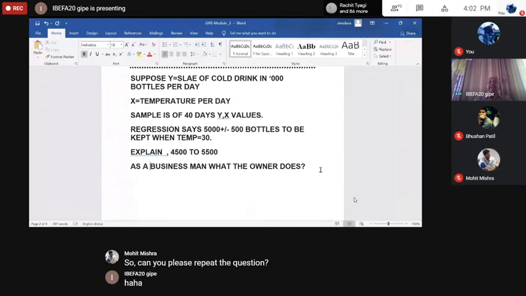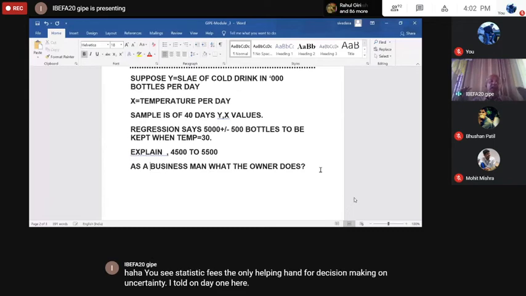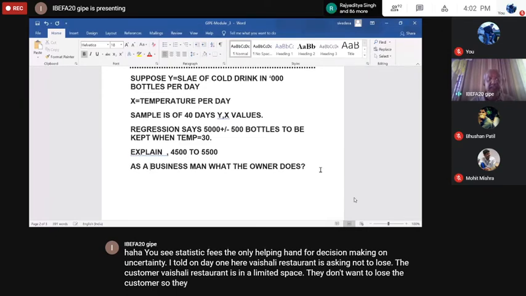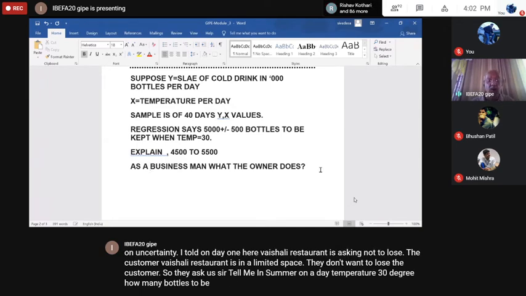You see, the statistics here: Vaishali restaurant is asking not to lose the customer. Vaishali restaurant is in a limited space. They don't want to lose the customer. So they ask us, sir, tell me, in summer, on a day with temperature 30 degrees, how many bottles are to be kept in my restaurant? I gave the answer 4,500 to 5,500.